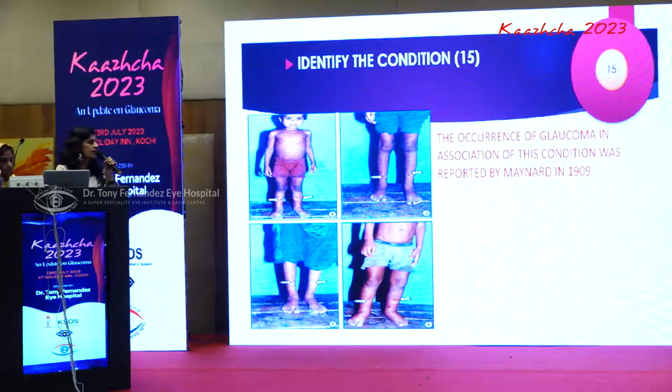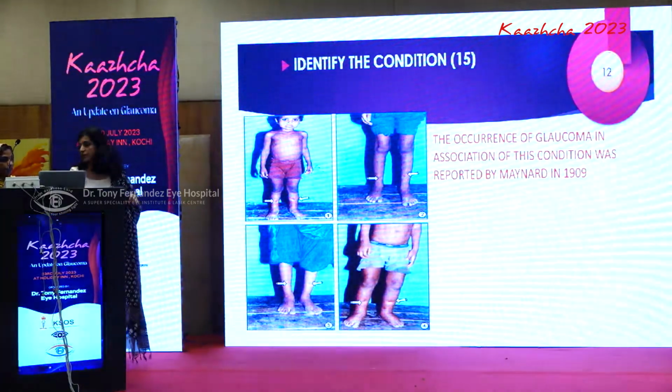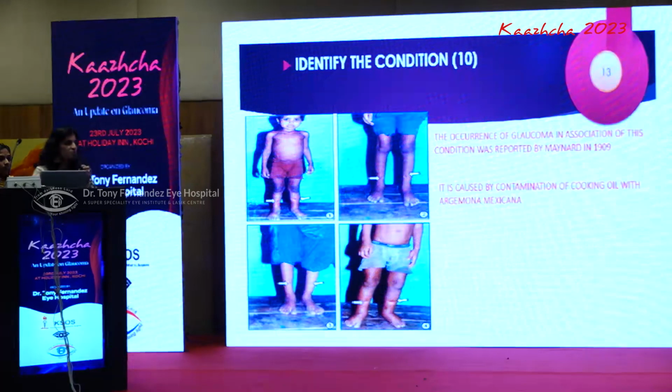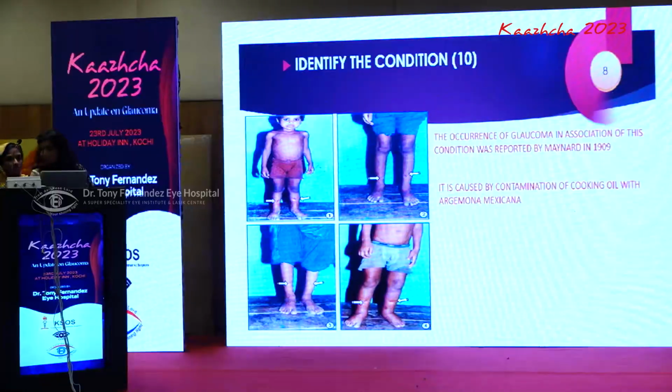Identify the condition. I'll give you the first clue. The occurrence of glaucoma in association with this condition was reported by Maynard in 1909. Juvenile idiopathic arthritis. No. Shall I give the third clue? It is caused by contamination of cooking oil with Argemone mexicana. Epidemic dropsy. Correct. So team A gets 10 points.